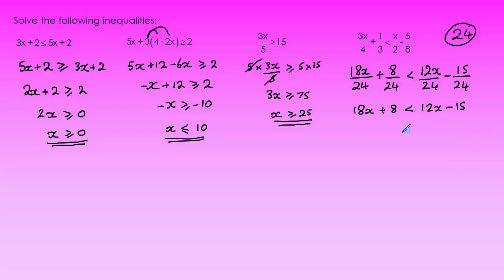Now deal with the x's first. Subtract 12x from both sides, and that would leave us with 6x and the plus 8 over here. Subtracting 12x from this side just leaves us with negative 15. Now we'll subtract 8 from both sides. So negative 15 take away 8 is negative 23. And then divide both sides by 6. So that's x is less than negative 23 over 6. And note we divided by a positive number, so we don't reverse the inequality.